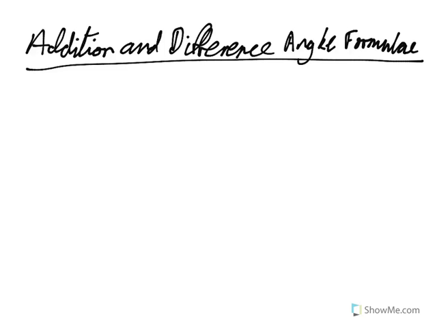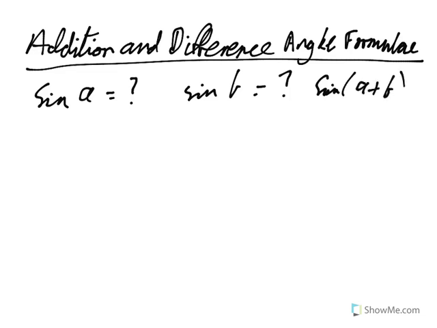Okay, we've got what's known as the addition and difference angle formula. Basically, what does that mean? It means that, say you've got the sine of A, and you know what that equals, and the sine of B, and you know what that equals as well. You can use that information to find out what the sine of A plus B is. It's a little bit more complicated than that, but basically that's it.